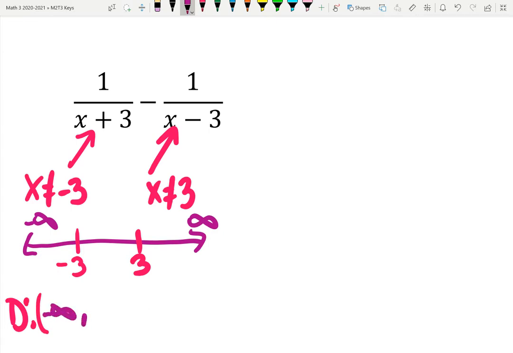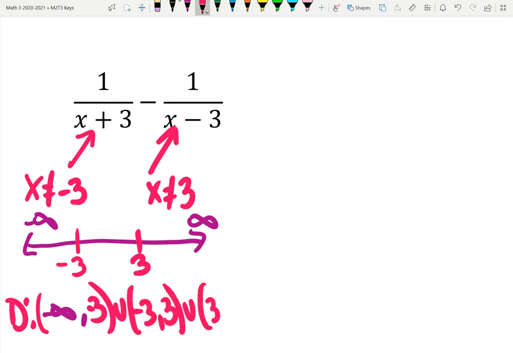negative infinity to negative 3, union negative 3 to 3, union 3 to infinity. This is a fancy way to say all numbers work except for x being negative 3 and 3. That's where they're going to have a vertical asymptote.